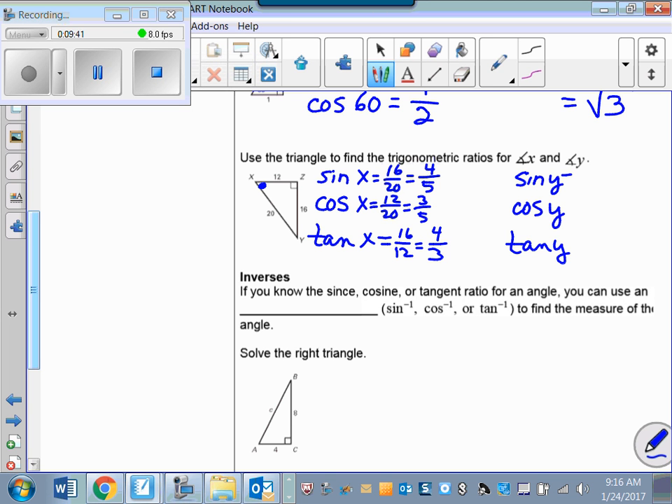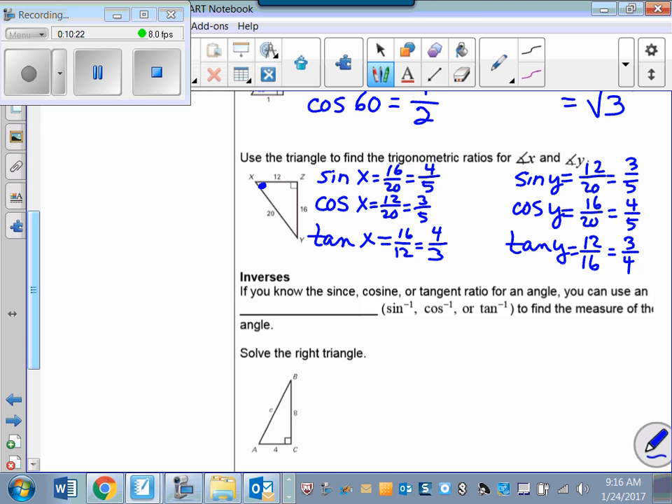And for angle y, the sine of y is side opposite. The side opposite of y is 12. The hypotenuse, 20 in both cases. So that's going to be 3/5. Cosine y is going to be side adjacent, which is 16 over the hypotenuse. So that'll be 4/5. The tangent of y is going to be side opposite over side adjacent, which is going to be 3/4. Something interesting there about those relationships. Think about it. See what you think.